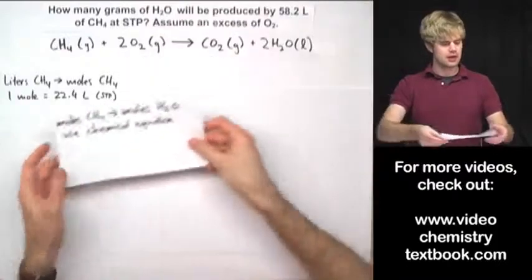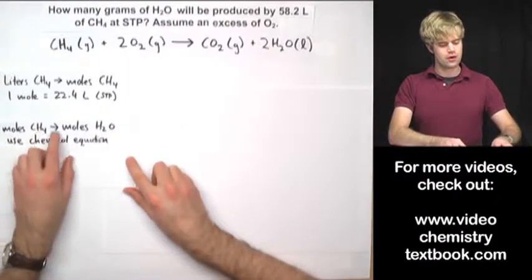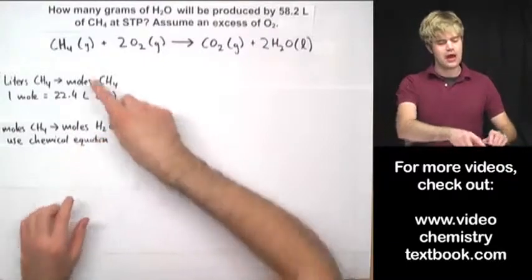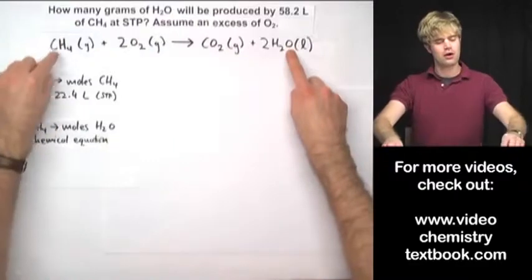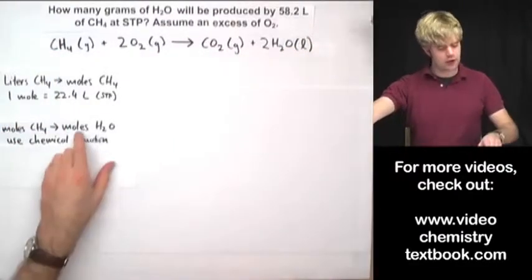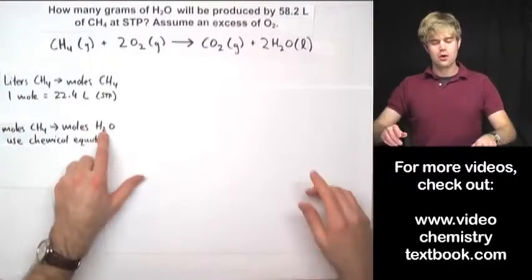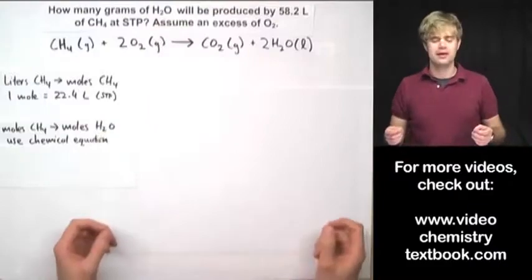So that's what I say here when I say that our next step is going to be to go from moles of CH4 to moles of H2O. I'm going to use the chemical equation to find out how many moles of H2O I'll get for each mole of CH4 that I put in. Finally, I'll know the moles of H2O, but the problem asks me not for the moles, but for the grams. How many grams of H2O am I going to get out?